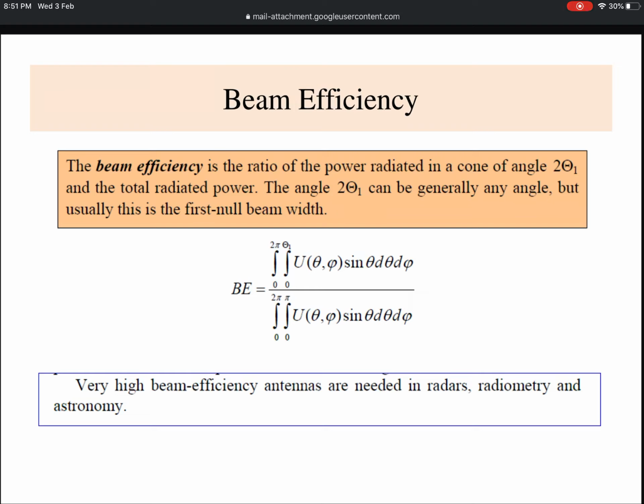Generally if you want to make an antenna used for radar applications or satellites, where very highly directed pinpoint radiation is needed, the beam efficiency needs to be very high. For this you need theta 1 to be very low, so the antenna will have a very narrow beam, and then the beam efficiency will be very high and the angle theta 1 will be very low, so the 2 theta 1 will be very low. In other words, if my antenna directivity is very high, then its beam width will be very narrow.